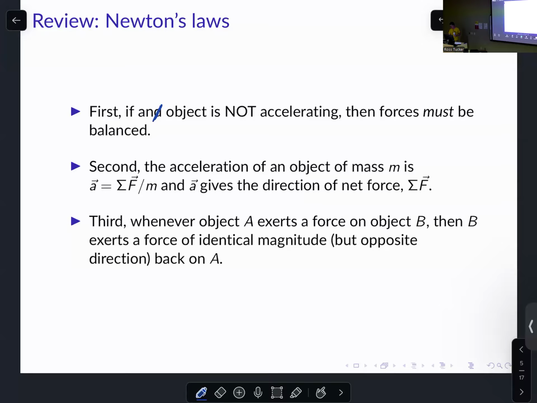Tension and spring. Friction. Tension and spring, tension and spring. Difference between friction and normal. Okay, so the big thing I'm seeing is tension versus spring.